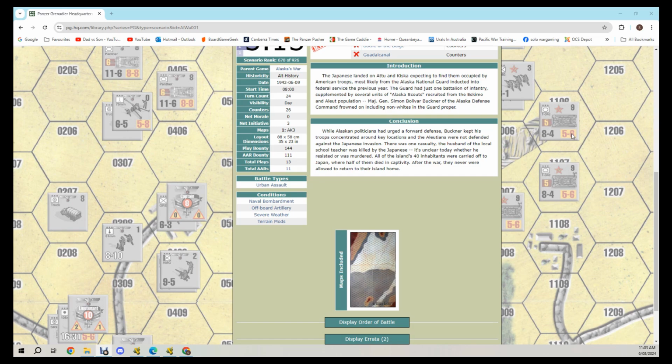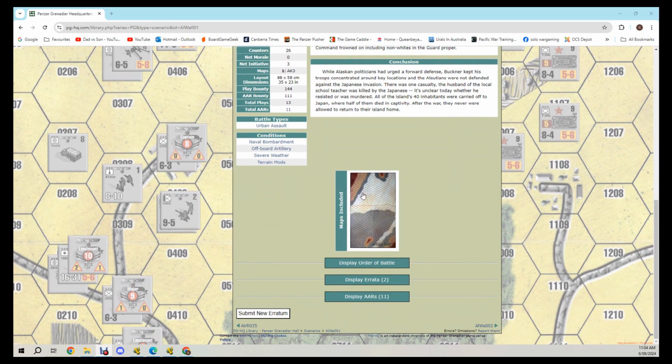Conclusion? While the Alaskan politicians had urged forward defense, Buckner kept his troops concentrated around key locations, and the Aleutians were not defended against the Japanese invasion. There was one casualty. The husband of the local school teacher was killed by the Japanese. It's unclear today whether he resisted or was murdered. All of the island's 40 inhabitants were carried off to Japan, where half of them died in captivity. After the war, they never were allowed to return to their home islands.